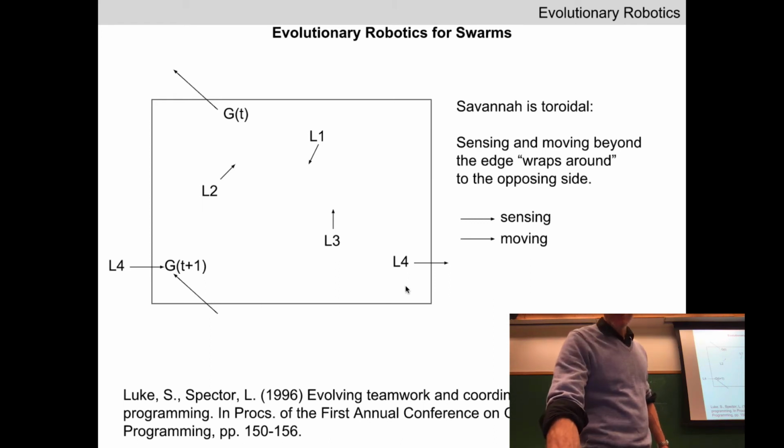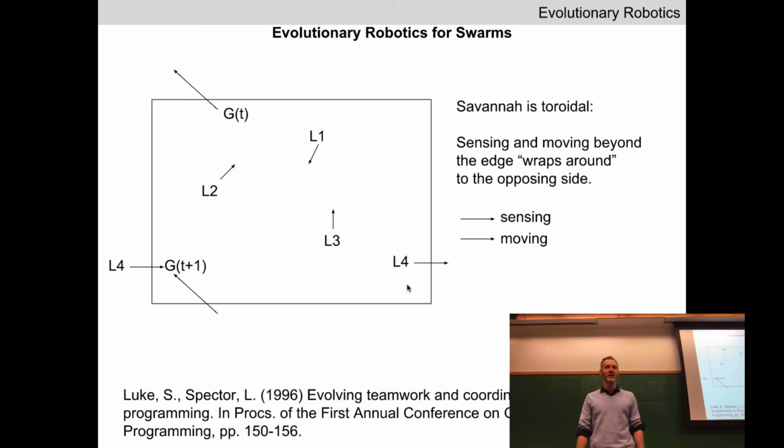Likewise, the lions can sense the position of the gazelle. So in this picture, it looks like L4 is a long way from G at t plus 1, but L4 is actually close to G at t plus 1 on the toroid. Just keep that in mind. Okay.